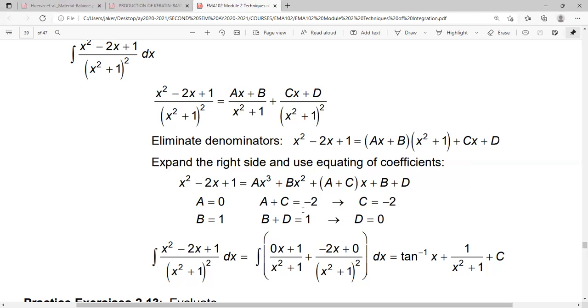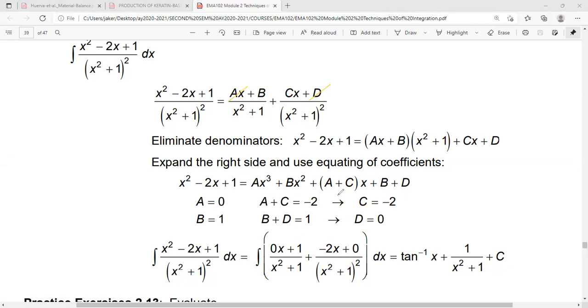For the x, you equate negative 2 on the left to a plus c. And since a is already 0, so your c is negative 2. For the constant 1 here on the left, you have to equate it to the sum of b and d on the right. Since b is already 1, then d is equal to 0. So you have two coefficients that are 0. In this case, you have a. So this is out of the picture already, and this d. So what remains is the b and the c.